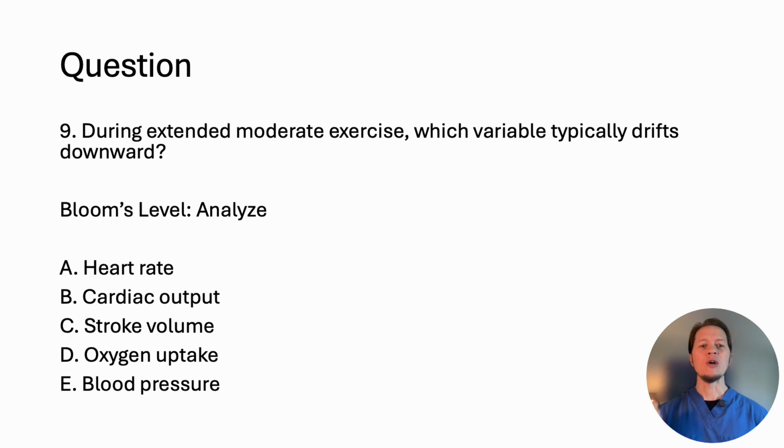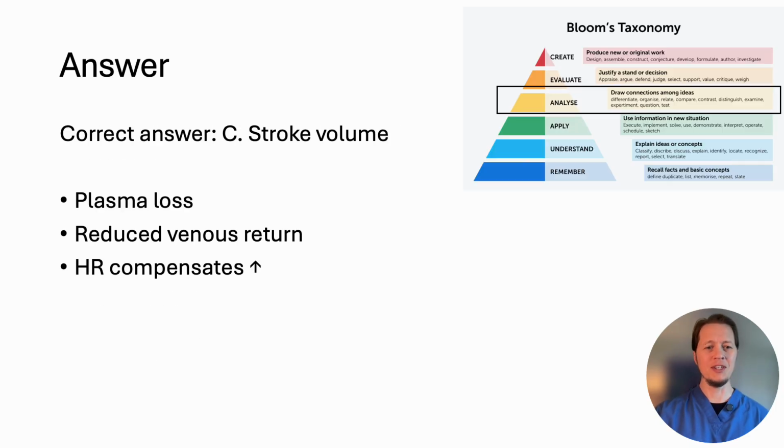Again, question 9. During extended, moderate exercise, which variable typically drifts downward? Another drifty question. Is it A, heart rate, B, cardiac output, C, stroke volume, D, oxygen uptake, or E, blood pressure? Gosh, I hope it's not oxygen uptake. That would not be good. It is C, stroke volume. So your stroke volume falls as that blood volume shifts and dehydration accumulates.